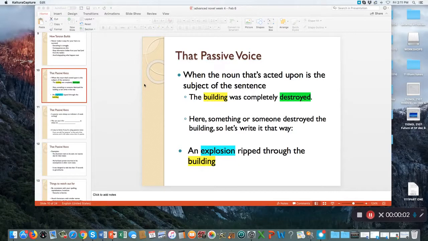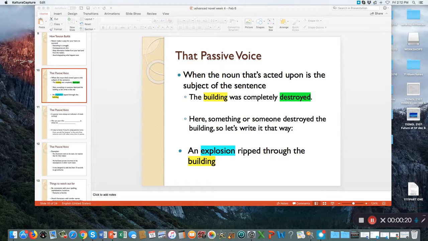Okay, so I want to take a couple of minutes and talk about the passive voice in our writing, what it means, when we can use it and when we shouldn't, and what to look for when we're revising our work. So the passive voice has a definition. Let's see what it is.